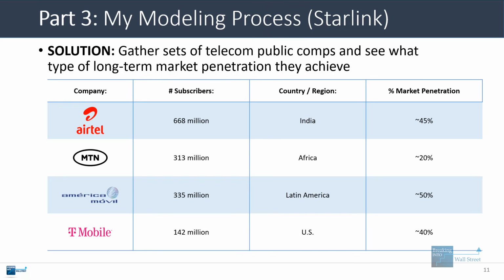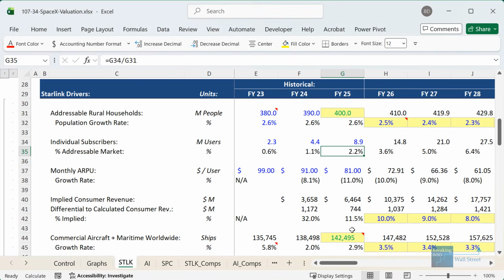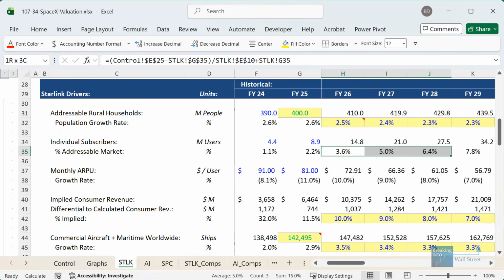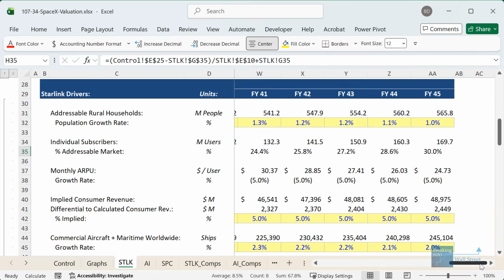So I have a few examples here for Airtel, MTN, América Móvil, and T-Mobile, and generally speaking, the market penetrations here were in the 20% to 50% range. That led me to say, okay, perhaps in these cases, the final year market penetration should be somewhere in that range for Starlink as well.